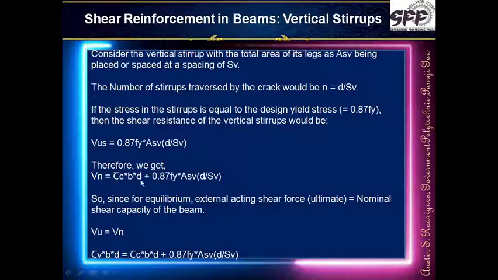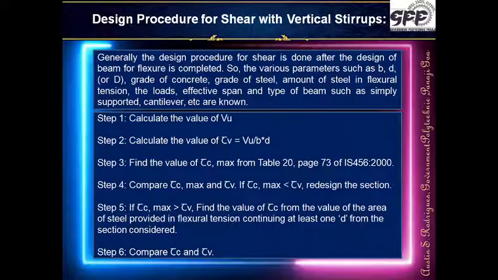So for equilibrium, this Vn, the shear resisting capability, should be equal to the external acting ultimate load. So the external acting ultimate shear force should be equal to the nominal shear capacity of the beam. Or we can have over here Vu, which is tau V into bd, equal to tau C bd plus 0.87 fy ASV d upon SV. That's how we get it.